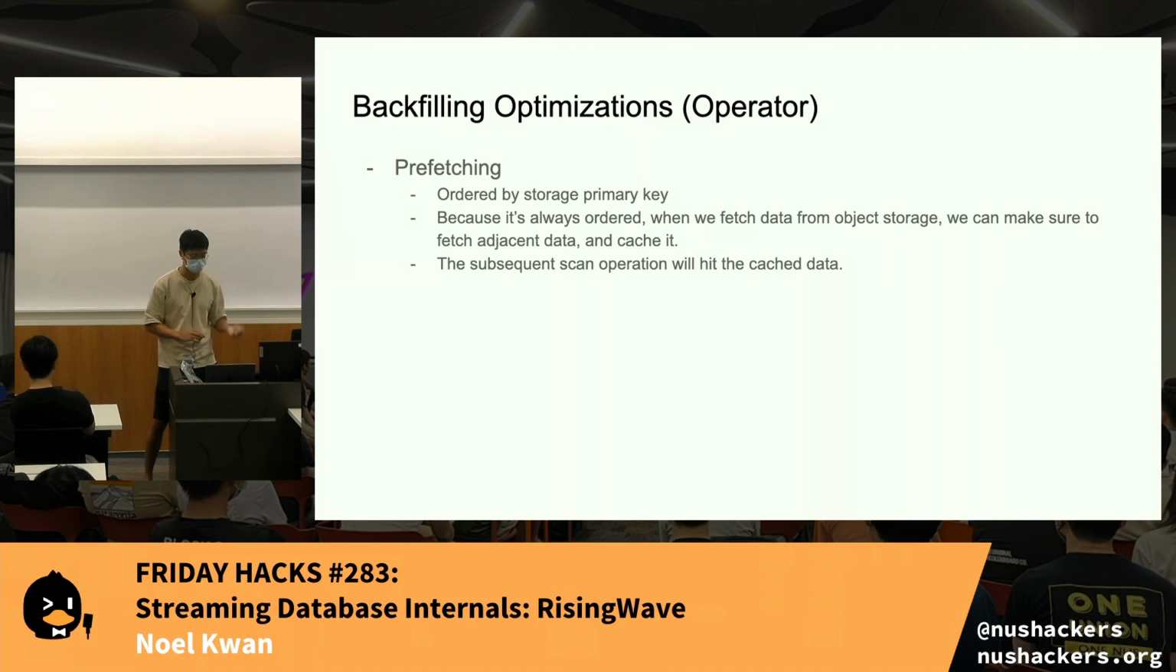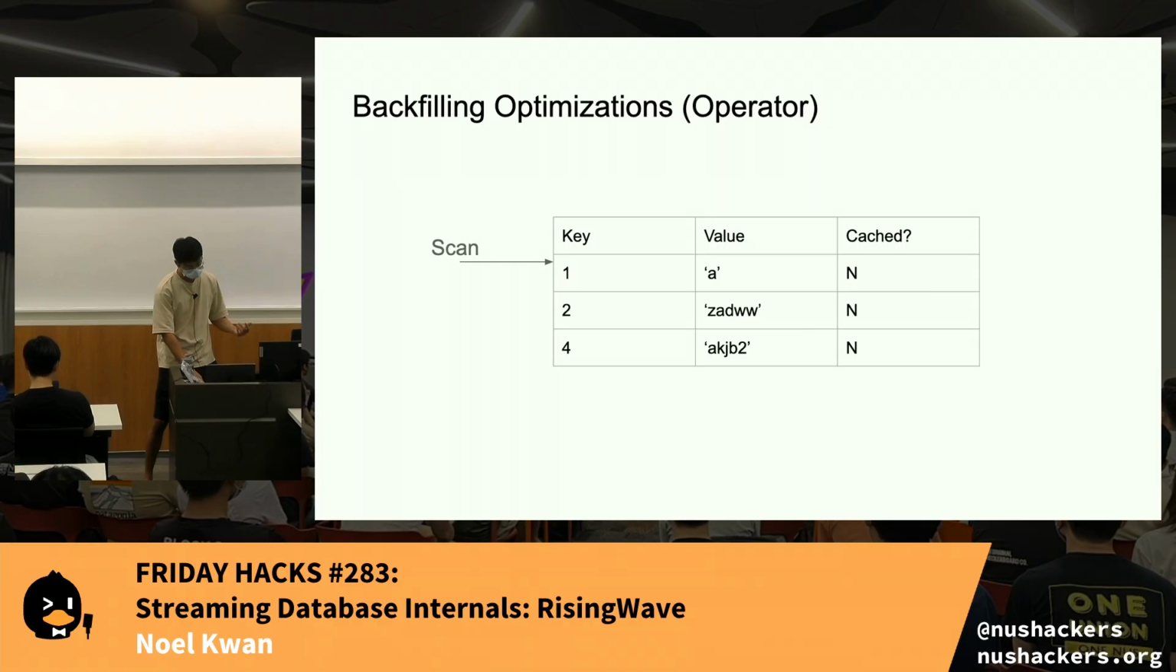The example is shown here. Let's say you scan from this record, and it's ordered by key. So 124. It's not cached.